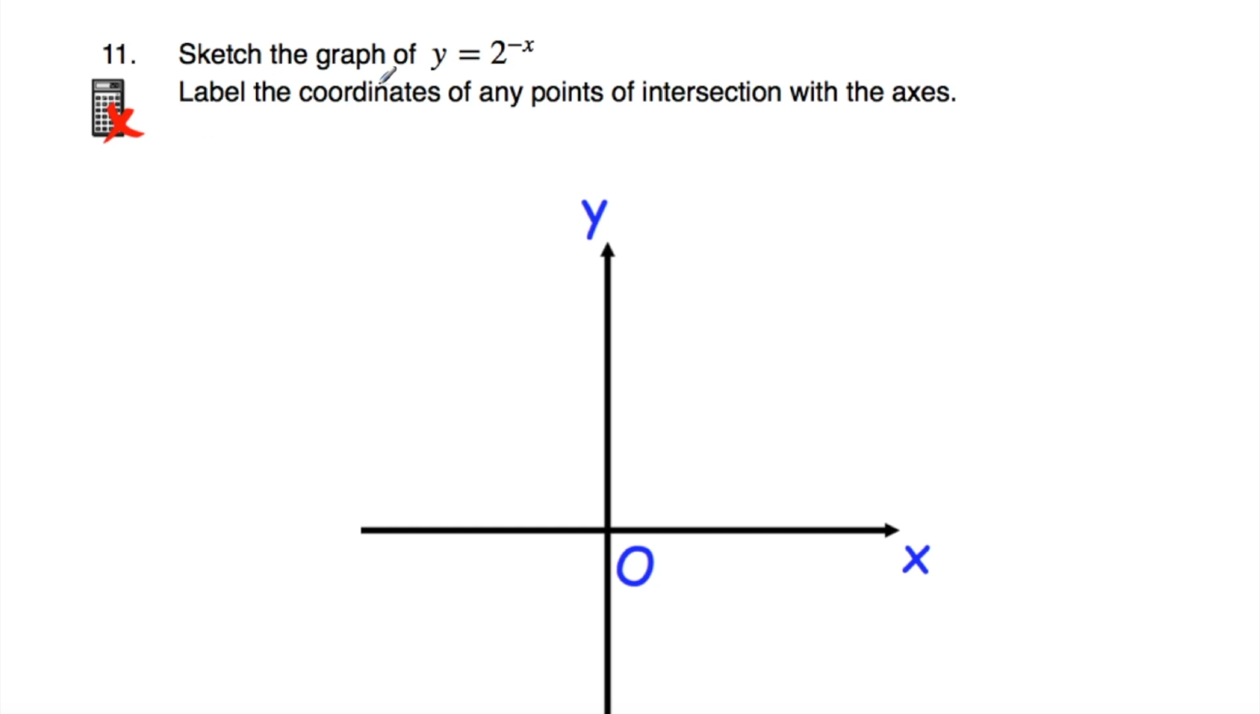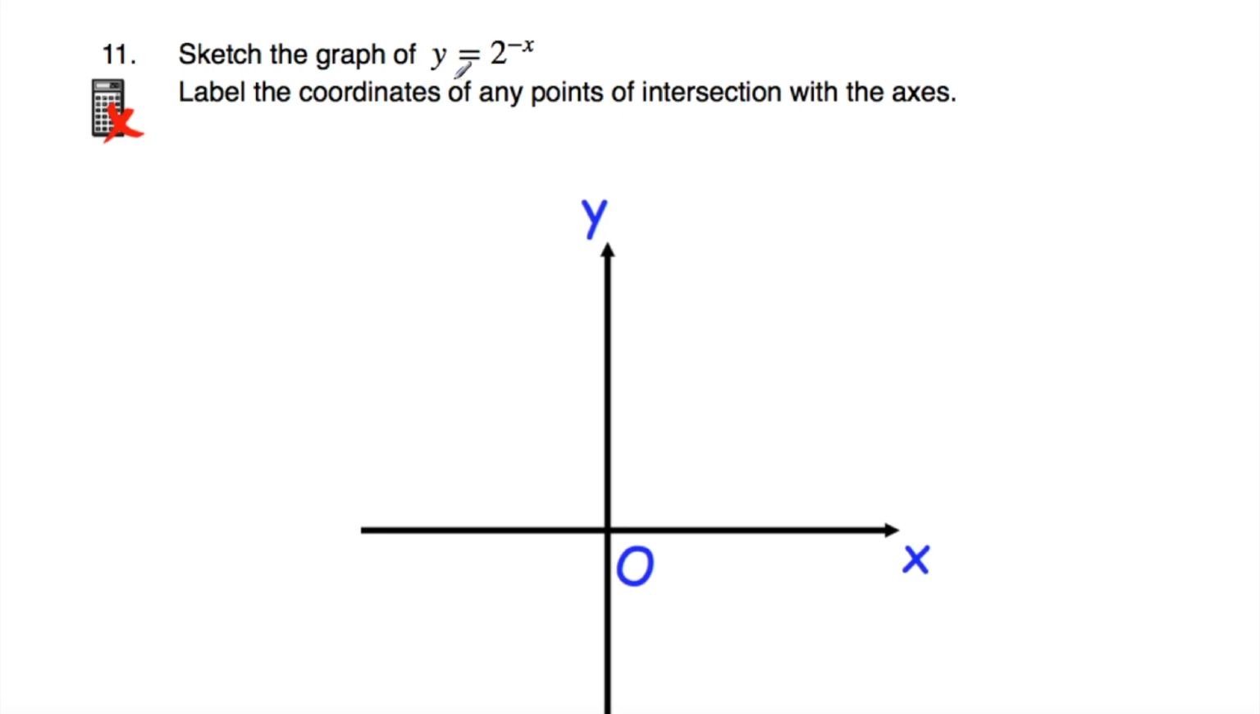So question number 11, we've been asked to sketch the graph of y equals 2 to the power of -x, and we've been asked to label the coordinates of any points of intersection with the axes. Well, there's going to be 1. And if we have a look at this, this is an exponential graph, but here, instead of it being to the power of x, it's to the power of -x. So let's see what that would do to this graph.